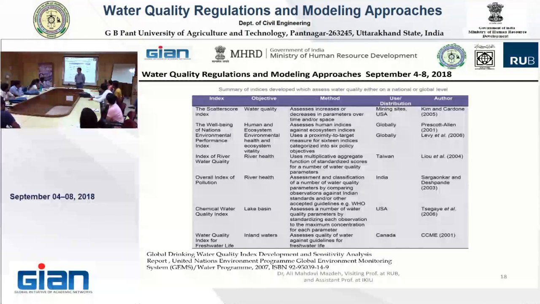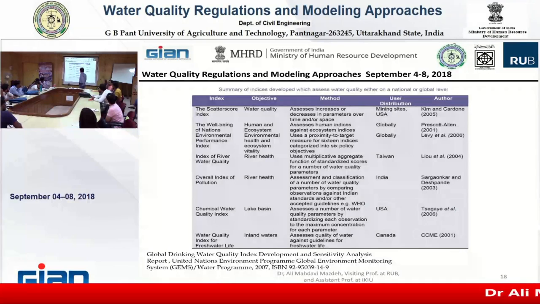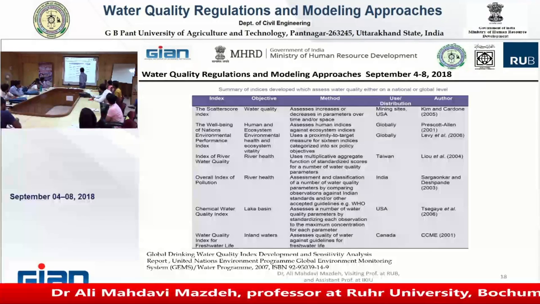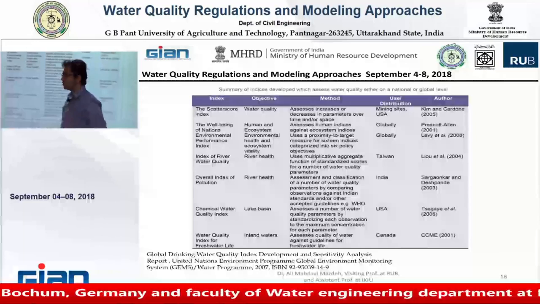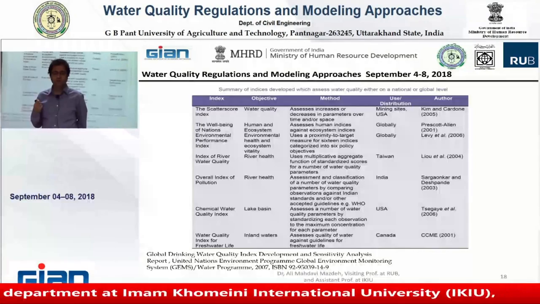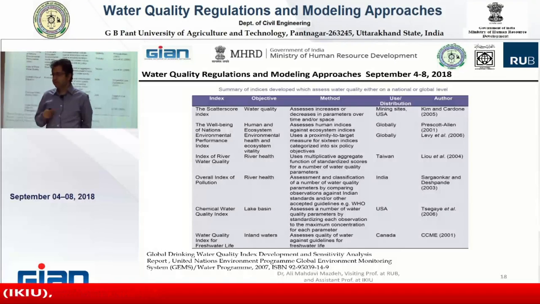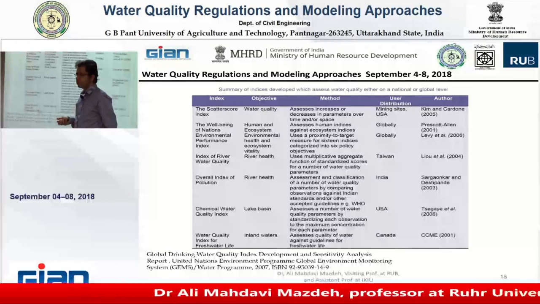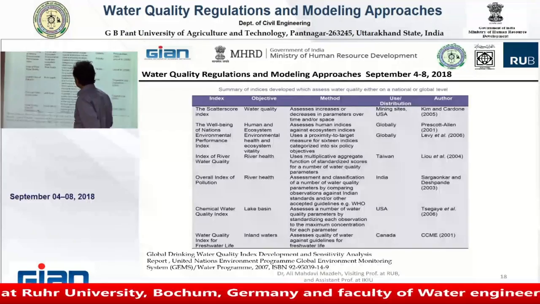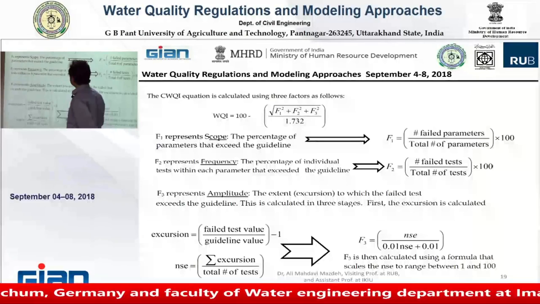Another one is this one, the Overall Index of Pollution. Its objective was river health, and the assessment and classification of a number of water quality parameters. But in this report that we are explaining, it used the Canadian standard for calculating an index, the Canadian Water Quality Index. They use this method, and we will explain how this method works. It uses F1, F2, and F3.